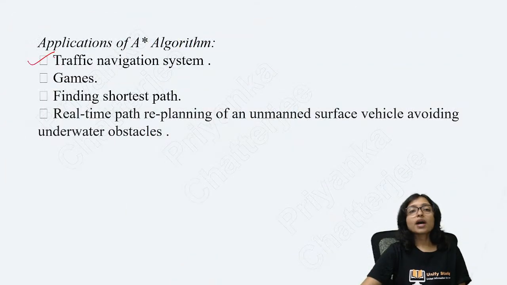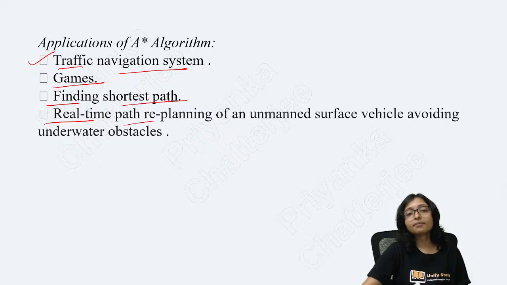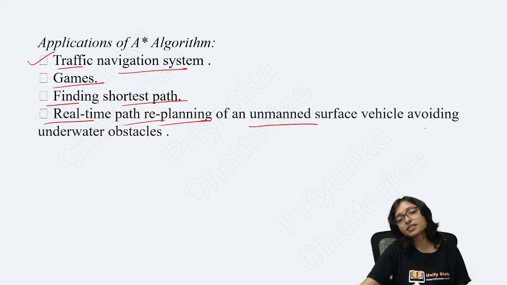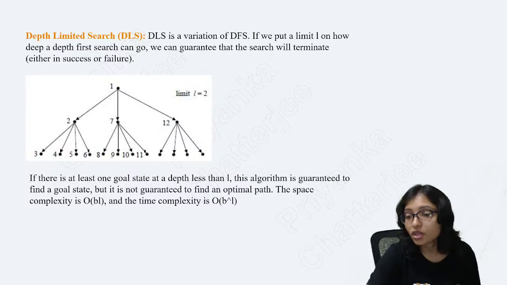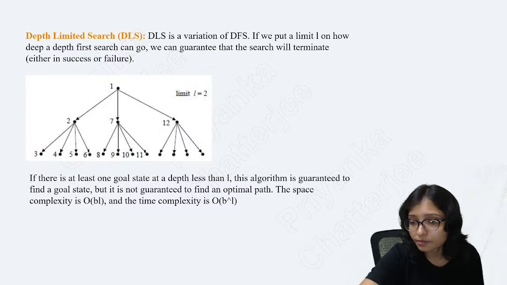Yes. A star we discussed previously also, that's why I am not discussing it again. Traffic navigation systems, games, finding the shortest path, and real time path replanning of an unmanned surface vehicle all come under the A star algorithm. Yes. Now see the next one.